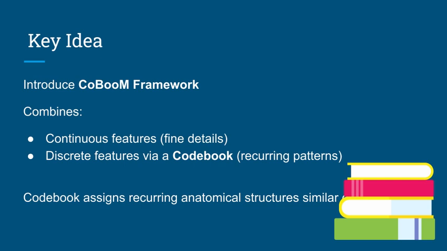Then instead of just learning everything through one encoder, CoBooM uses two pathways. One encoder learns traditional continuous features and the other encoder passes patches through a vector quantizer, mapping them to discrete codebook entries. Now these two streams are fused using a novel attention mechanism, allowing the model to ask which parts of this image are familiar and can be reused from the codebook, and which parts are new or different and need to be represented freshly.